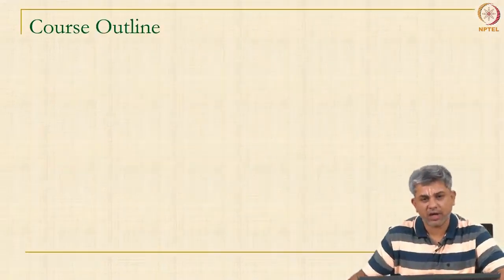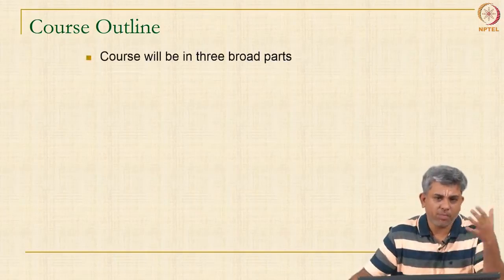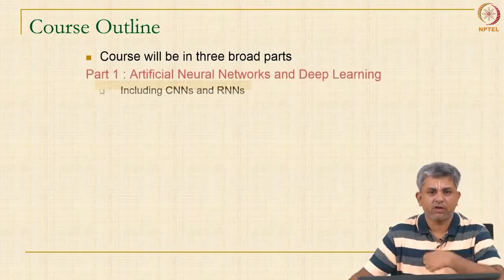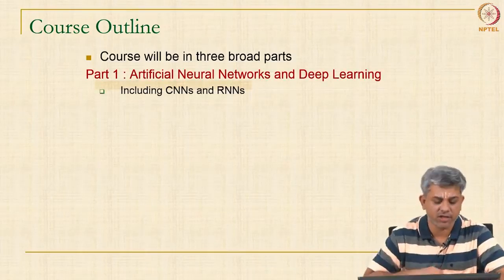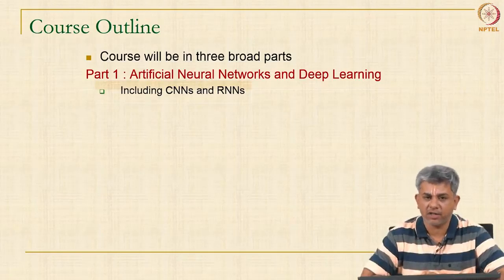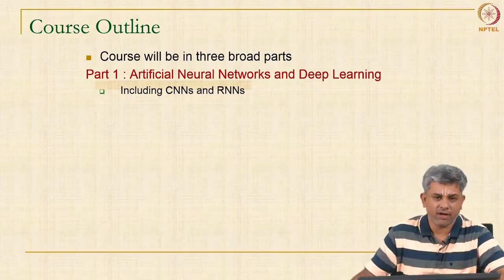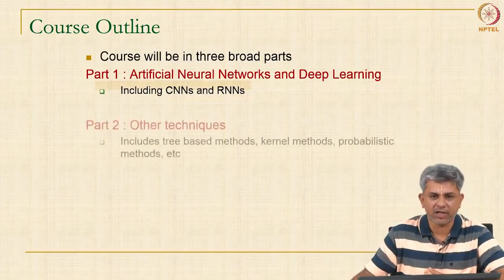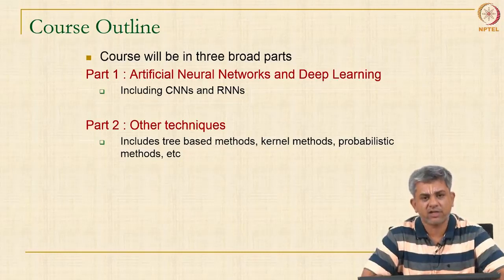Okay. So, here is an outline of the course. So, we will have 3 broad parts of the course. The first is artificial neural networks and deep learning. This includes what are called CNNs. CNNs are convolutional neural networks. These are used for vision. RNNs are used for typically sequential data. So, we will be using RNNs, CNNs as well as what are typically called simple ANNs, and this is the first part of the course.